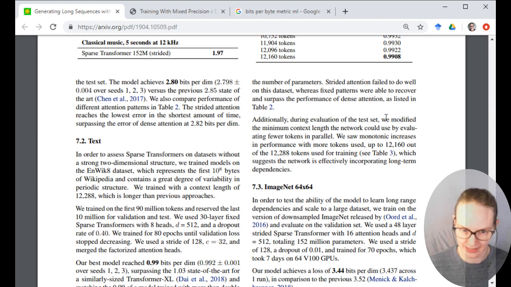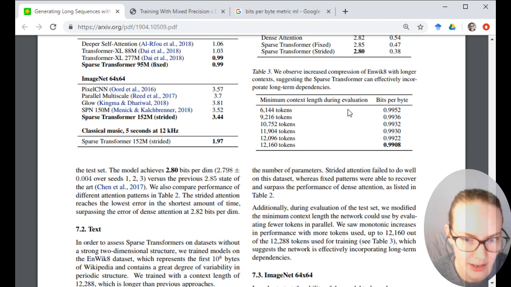Additionally, during evaluation of the test set, we modified the minimum context length the network could use, by evaluating fewer tokens in parallel. We saw monotonic increases in performance with more tokens, up to 12,160 out of the 12,288 tokens used for training, which suggests that the network is effectively incorporating long-term dependencies. I'm going to need a lot more evidence than that, my friend. We modified the minimum context length the network could use by evaluating fewer tokens in parallel. Minimum context length during evaluation.